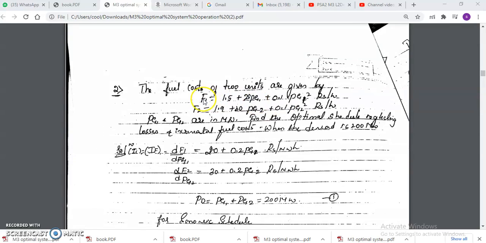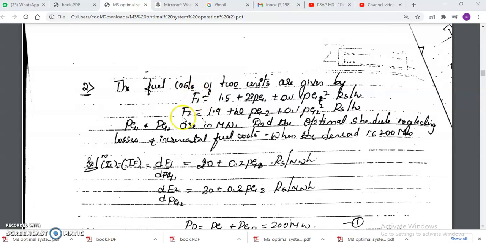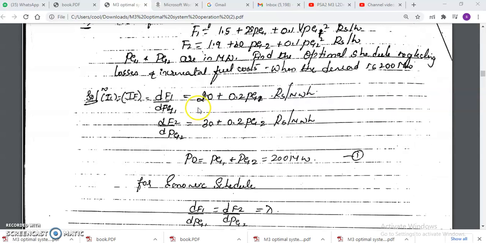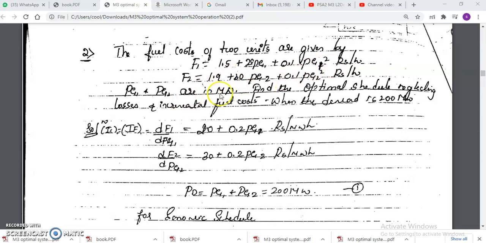So now another similar problem is there. Here they have given the 2 fuel costs. Instead of C1, C2, they have given F1, F2. That is the change. Okay, all values they have given systematically, and the total demand they have given is 200 megawatt. You have to find the optimal schedule, that is P1, P2, along with that the lambda value also, the incremental fuel cost. Okay, P1, P2 along with that lambda.